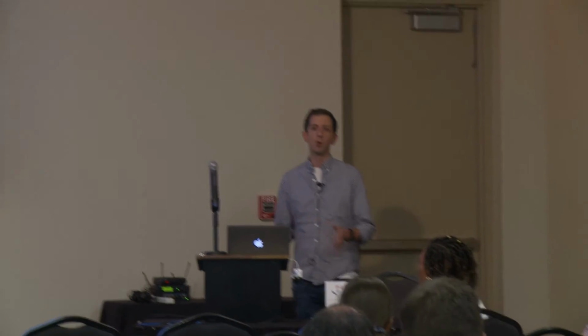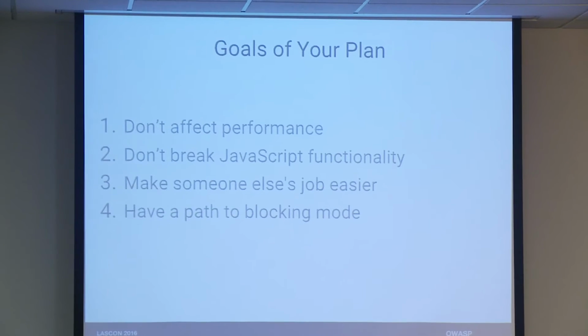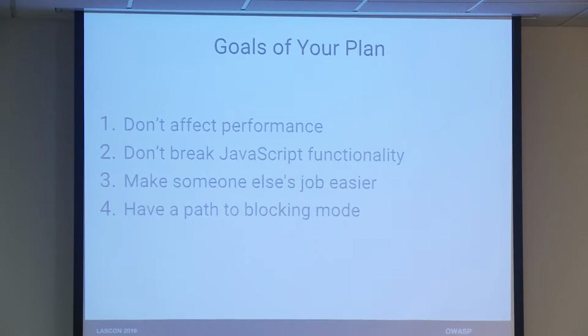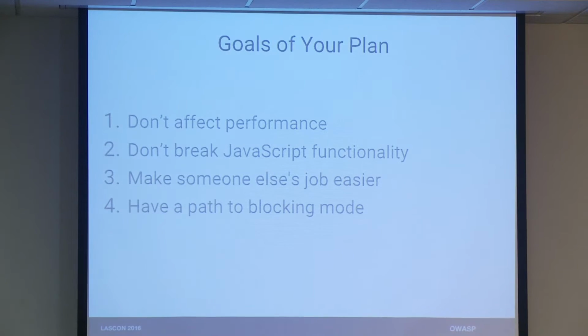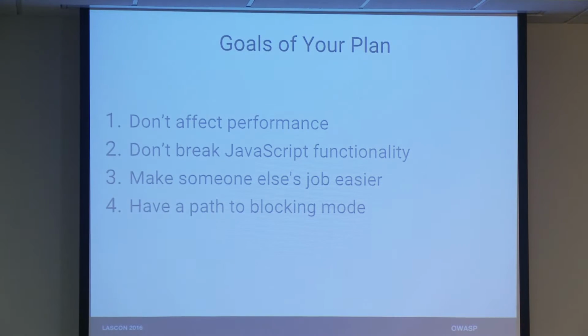We also want to make sure we're clear it's not going to affect any JavaScript functionality. We're going to be in report-only mode at first, so it doesn't actually block anything. And we want to make someone else's job easier. I was talking about compliance. I was talking about stability. Use those things to try to sell the CSP inside your organization. And then we want to have a path to blocking mode. Have a goal in mind at the end of this, which is that we want to be able to lock this down. We want to be able to say we only trust these sources. If you want to add more sources, here's the process, and it'll be added to the CSP header.